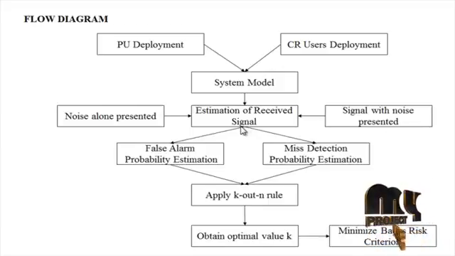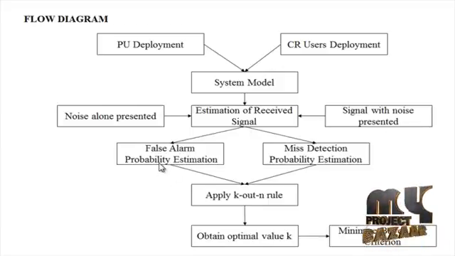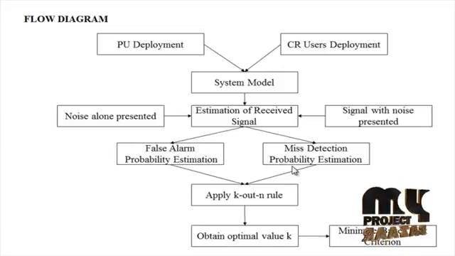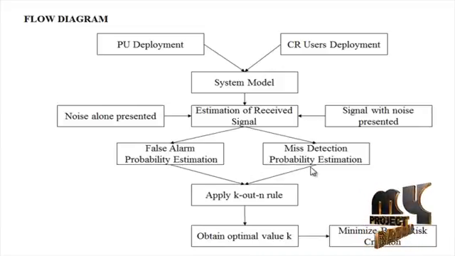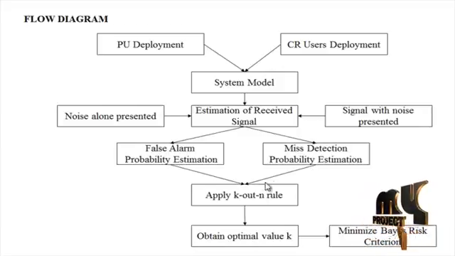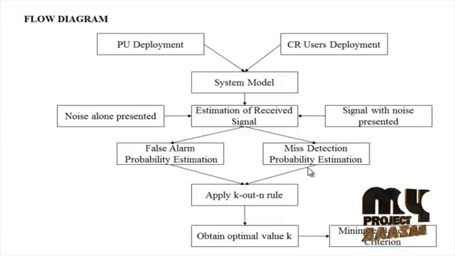Then comes the estimation of probability. Here the probabilities of false alarm and misdetection of users are estimated. Here the PFA and PM are estimated. Local binary hypotheses for detection of malicious users can be formulated. Finally, the local binary hypotheses are applied.